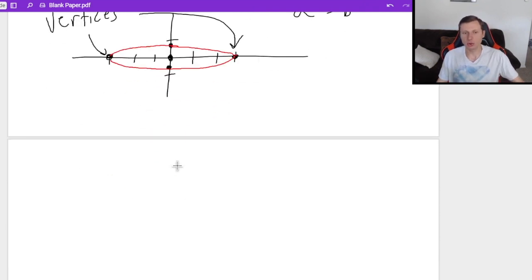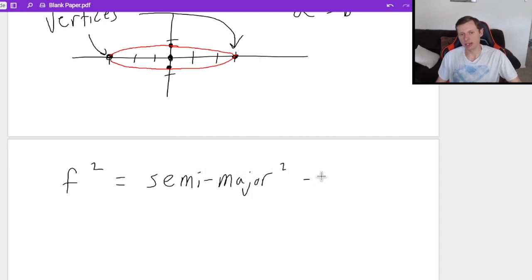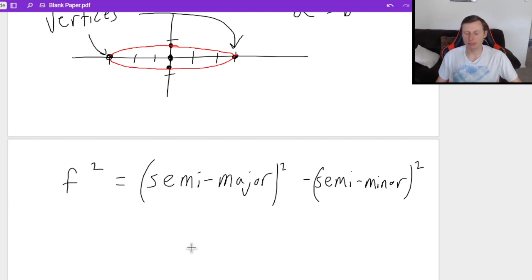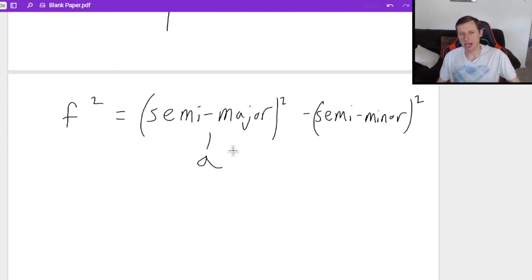To find that, all you're going to do is use the equation f squared, where f stands for focus, equals the semi-major axis squared minus the semi-minor axis squared. Okay? And why can't I say a squared or b squared? Because it changes for every problem, whether it's semi-major or semi-minor, for a and for b. In this case, the semi-major is a and the semi-minor is b. So that means the focus, f squared, equals a squared, which you said was 3 squared, minus b squared, which is going to be 1/2, again, squared.